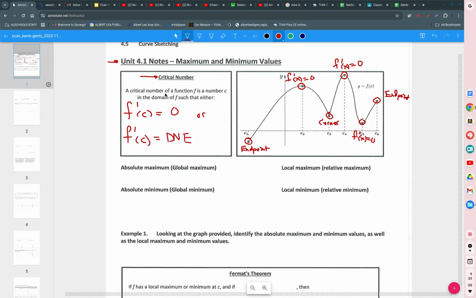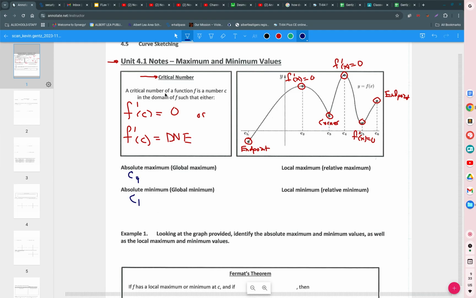what we call absolute maximums or global maximums and absolute minimums or global minimums. And I'm going to list here what the absolute maximum is within this piece right here. The absolute maximum happens where the largest output is on the graph, and that'll be right here. So at c sub 4 is where our absolute maximum occurs. Where does our absolute minimum occur? c sub 1.